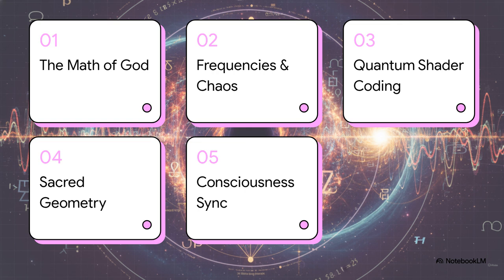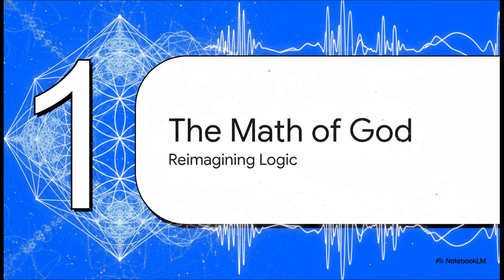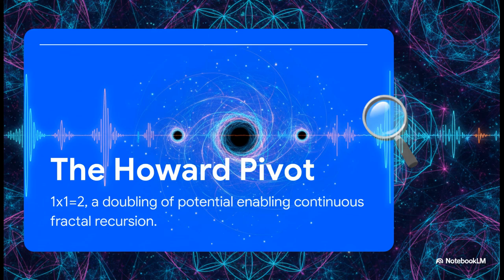Let's jump right in. Section 1, the math of God and reimagining universal logic. At the absolute core of this system's logic is something the source material calls the Howard pivot. Now, this is a highly unorthodox mathematical parameter that sets the equation 1 times 1 equals 2. Wait, what? I know, but within the GraceCore framework, this isn't meant to function as traditional arithmetic. Instead, it signifies a literal doubling of potential.